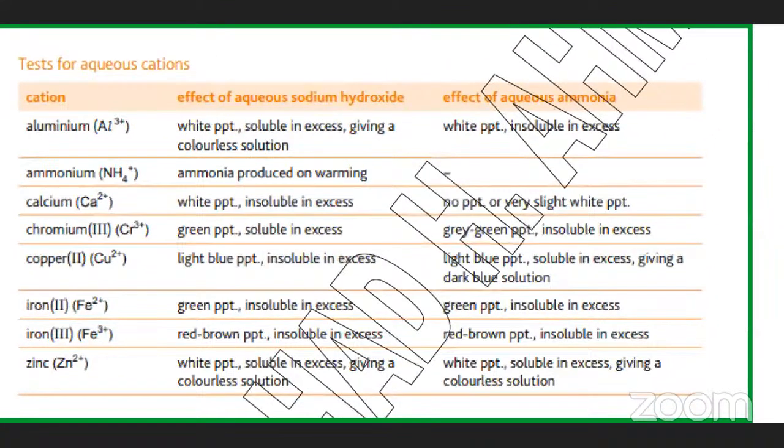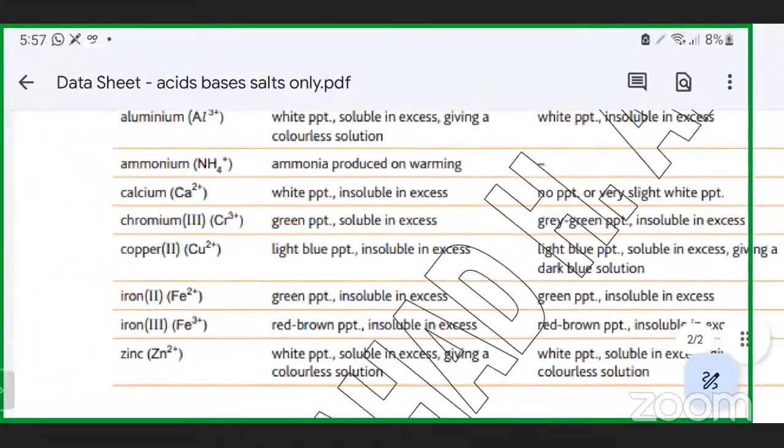अब यहाँ पे you got a lot of things, but remember the colors. ठीक है. Colors. If you look at copper, it's blue, light blue precipitate. Green जो होता है ना उसका iron 2 का होता है. Brown जो होता है red brown, that's iron 3. ठीक है. Is this clear? Chromium का वो green होता है, grey green precipitate. Is this clear? Yes. Yes.